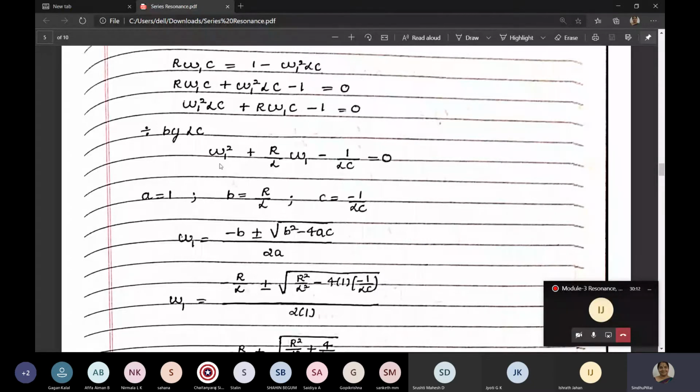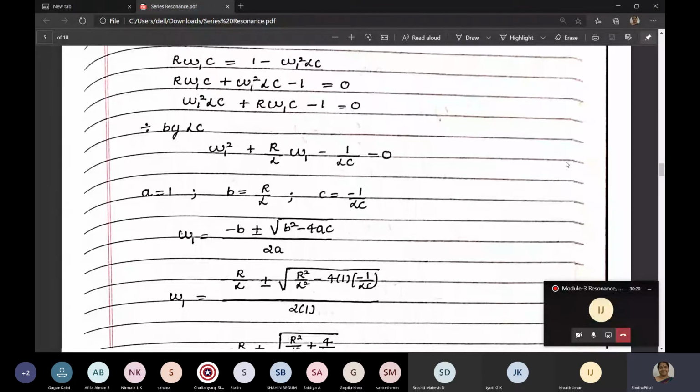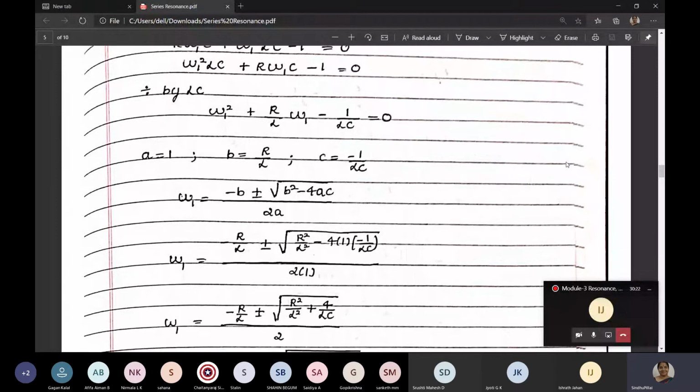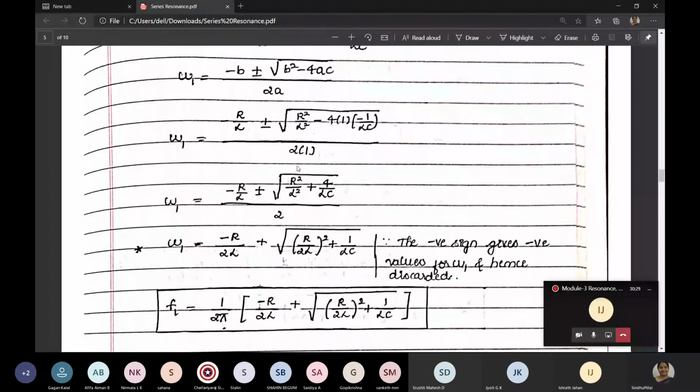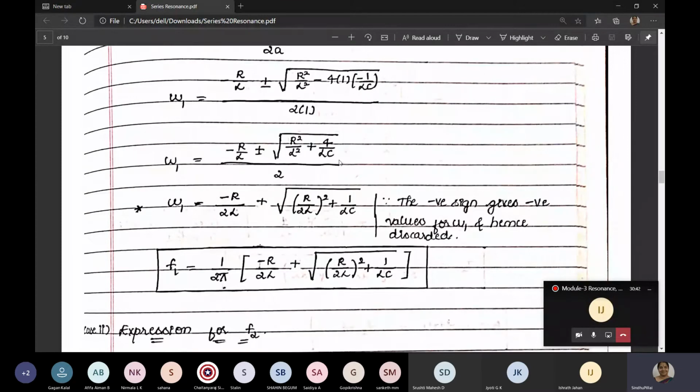So we got that expression here. How much is a? A is 1, b is R by L, c is minus 1 by LC. Next, just substitute all these a, b and c in the formula. You will get omega 1. They have written here omega 1. So omega 1 is equal to minus R by L plus or minus root of R square by L square plus 4 by LC, whole divided by 2.